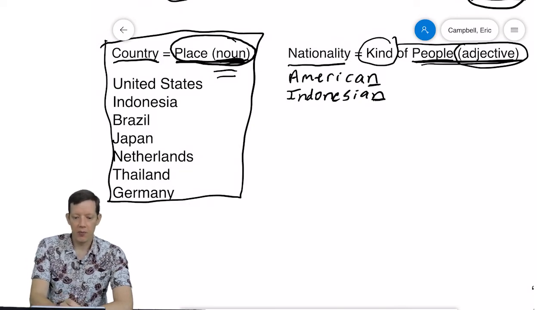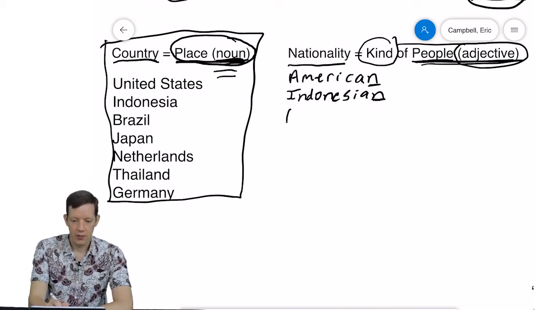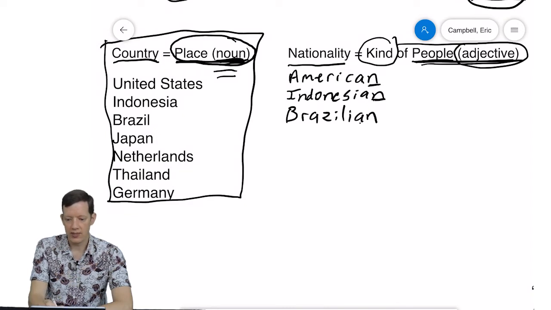So let's move on. Brazil. Brazil will be Brazilian. Brazil, I-A-N. So again, we see all of these with the A-N at the end. But the next one's not that way. Japan. Japan is going to use another common ending. It's Japanese. Good.